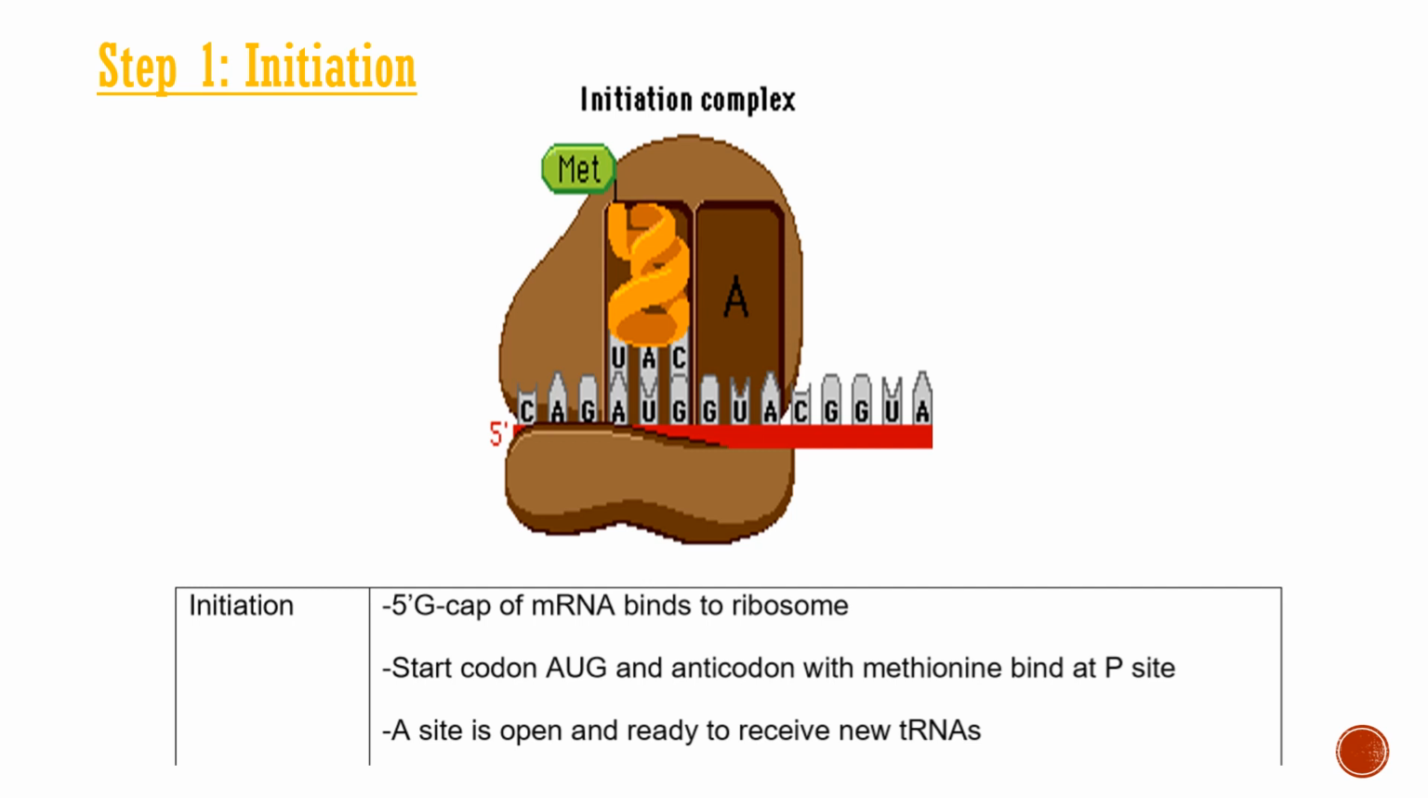For the initiation part, the 5' G cap of our mRNA binds to the ribosome. So you see here your ribosome, we have the smaller subunit and the larger subunit. Then the start codon, AUG here, and the anticodon with methionine. This is the anticodon, and it has a methionine amino acid with it that binds at the P site. So you will see that the A site is open and ready to receive new tRNAs.